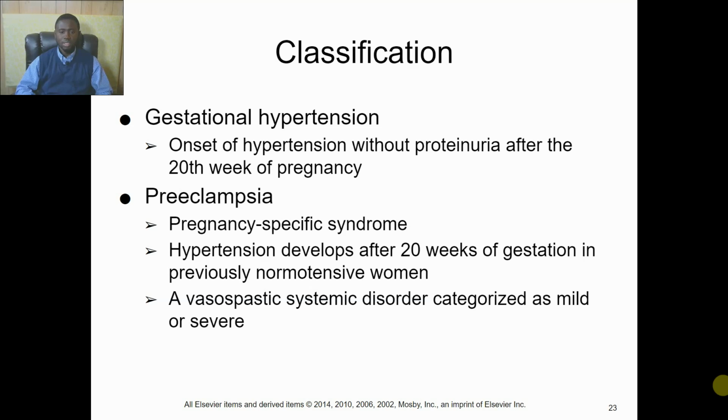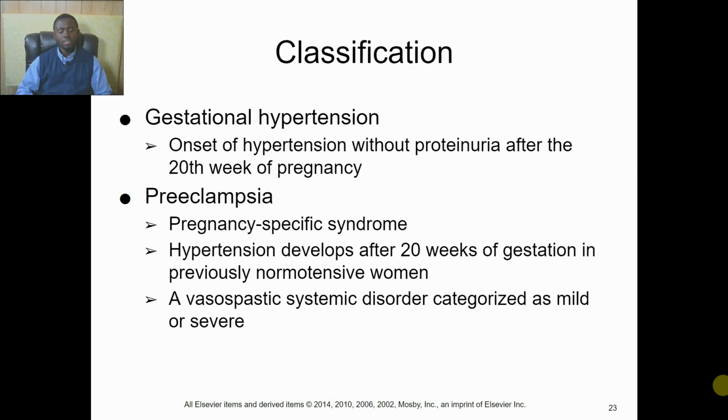Signs and symptoms of severe preeclampsia include headache, oliguria, which is decreased urine output, blurred vision, and thrombocytopenia, as well as HELLP and PE. We will talk about HELLP later on in this course.